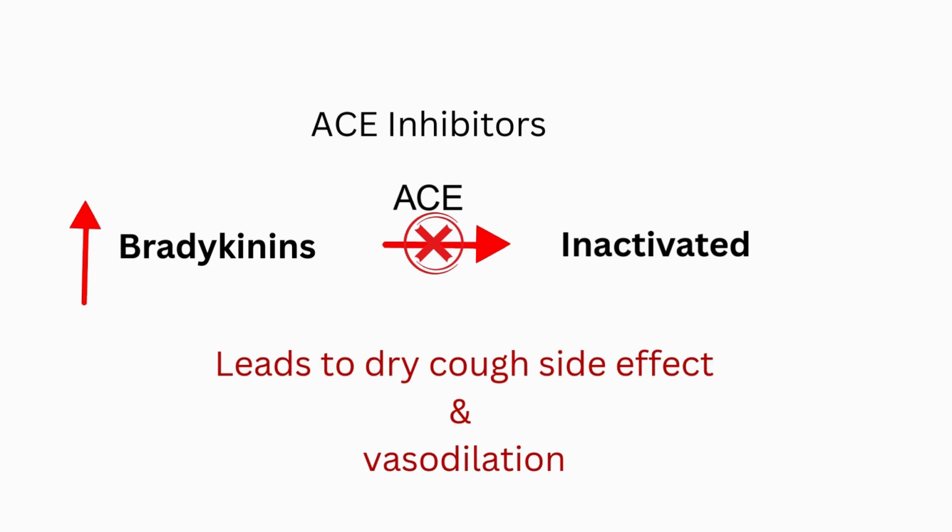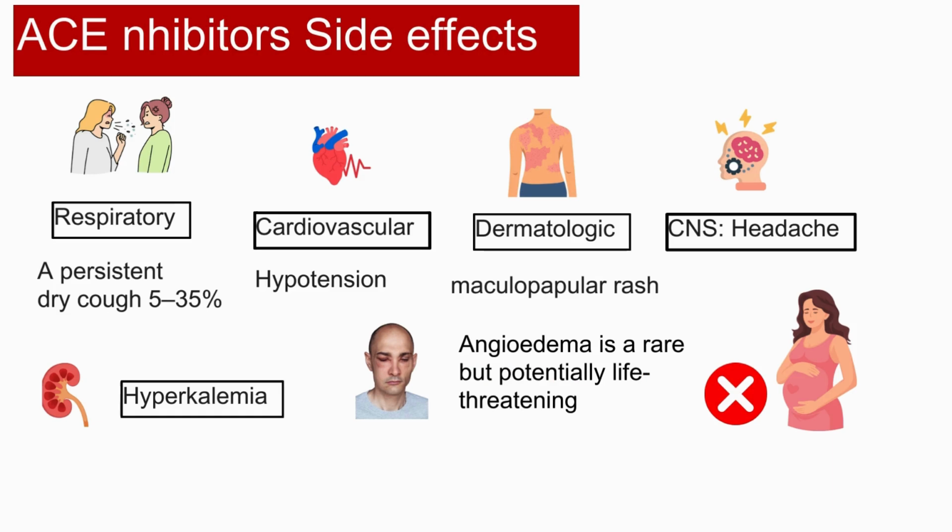I see. Okay. So that's how they work. But what are the must-know side effects for the board exam? Well, the most common ones you'll see are hypotension, of course, which is low blood pressure, sometimes a maculopapular rash, and a very characteristic side effect is a persistent dry cough, which can be quite bothersome, and it occurs in a significant percentage of patients, maybe as high as 35%. Headaches are also relatively common, so those are the more frequent side effects. That dry cough, that's kind of like a hallmark of ACE inhibitors. It's a big giveaway. If you see that in a question stem on the exam, think ACE inhibitors.